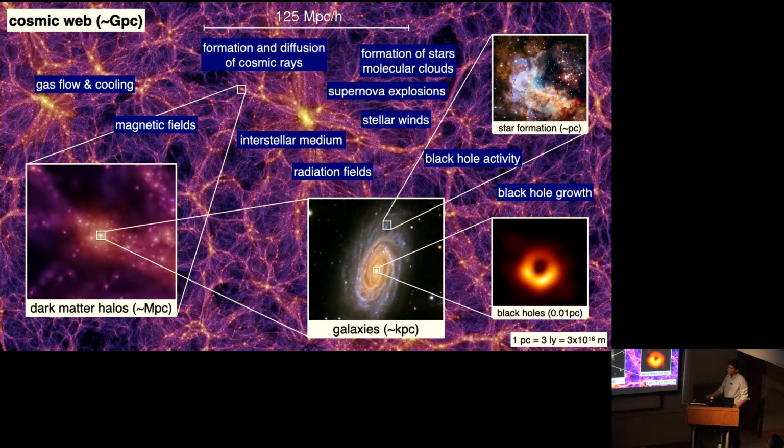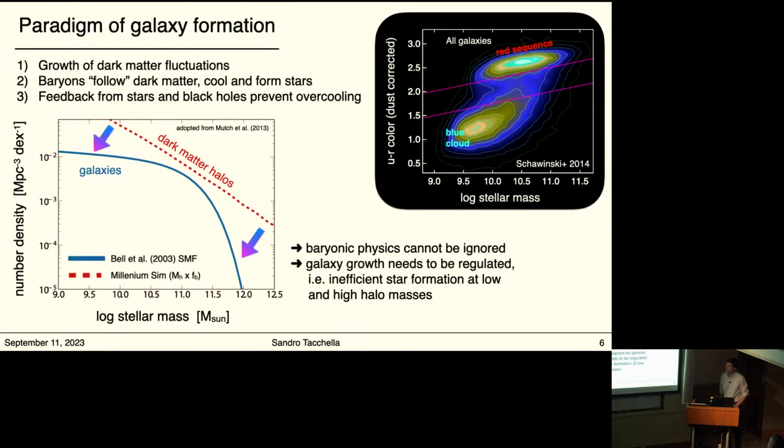So, not surprisingly, when we think about how we have to connect the dark universe, dark matter, to galaxies, it's a bit more complicated. To first order, we can say, okay, as a fiducial paradigm of galaxy formation, we have these tiny fluctuations in the early universe that are growing, and at some point the baryons start to cool and follow basically the dark matter and form stars. But it's kind of obvious that you have to have some kind of regulation process of the star formation.